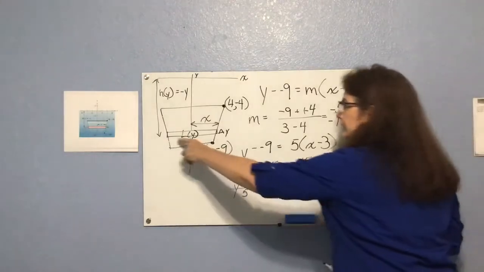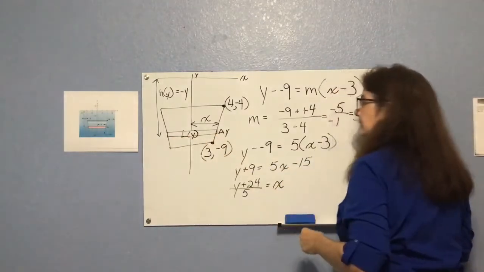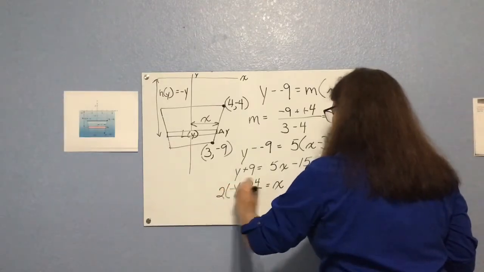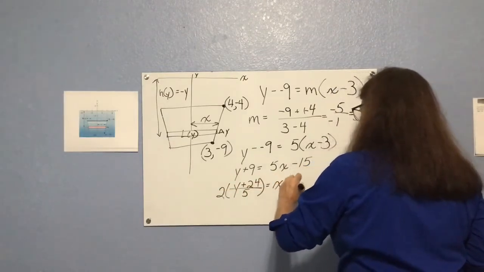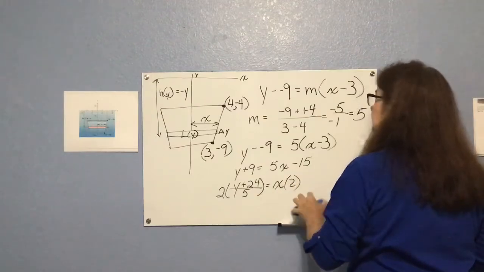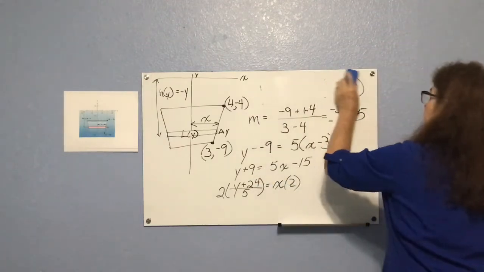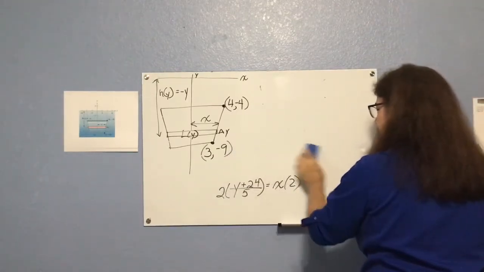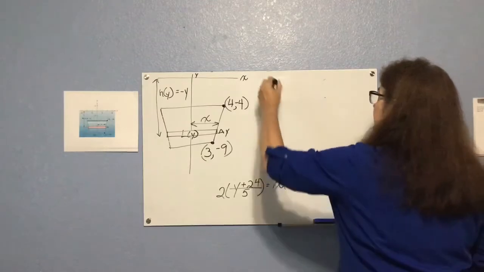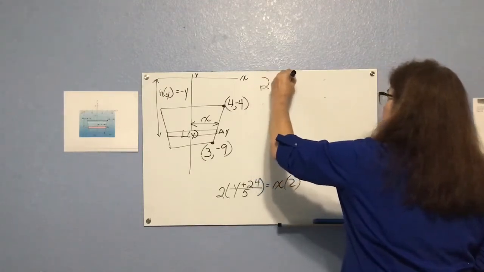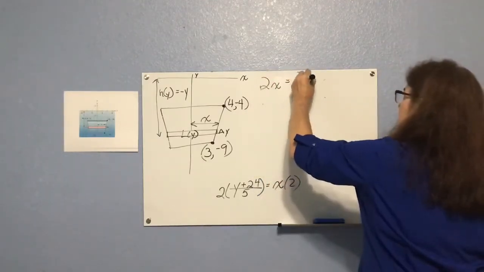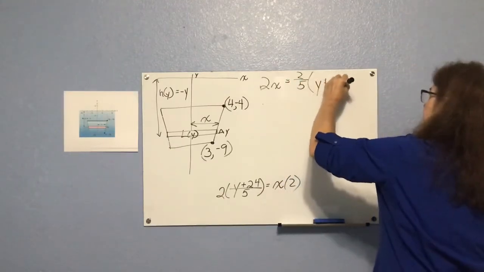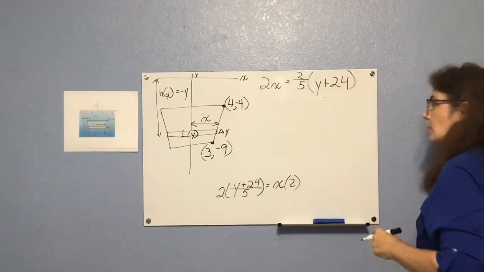Now the actual length of this rectangle is 2x. So I have to multiply this by 2. Okay, so this is our expression for x, or for 2x. 2x is equal to 2/5 of y plus 24.